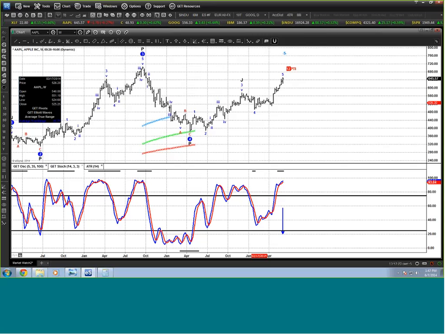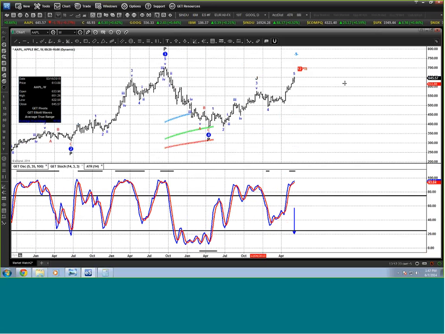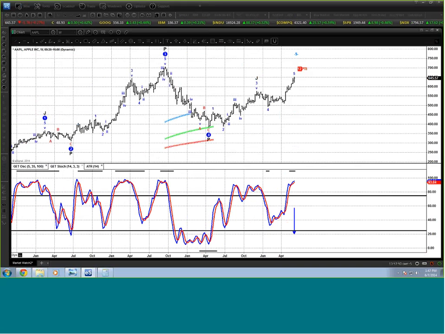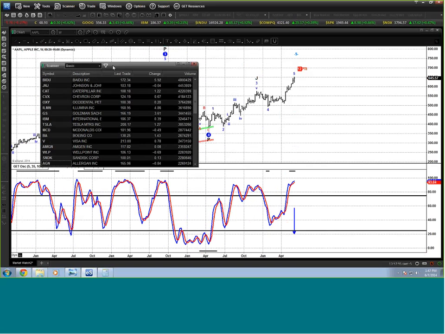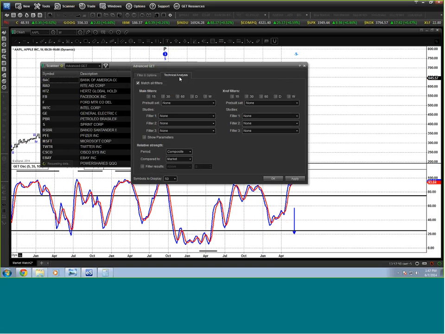Now, a couple other things about Advanced Get. One of the neat things that you can do with the software is that we have a scanner built into it, and I've got it running right here. We can actually go in and scan for these patterns. I can say, show me on a 15-minute chart all potential stochastic buying situations. I'm going to do buying with the trend, which is a stochastic sort.